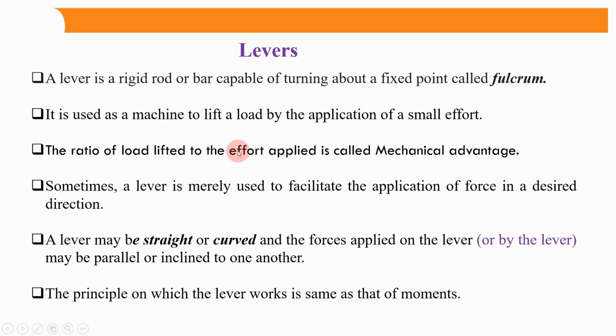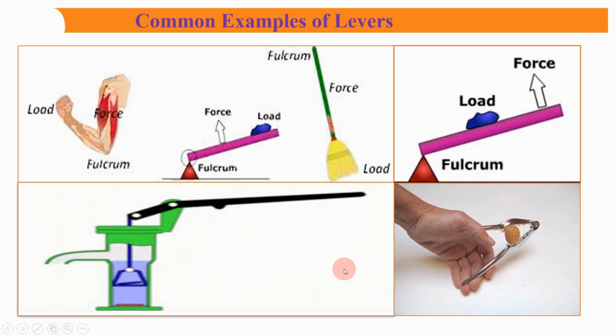Lever means a rigid rod or bar which is capable of turning about a fixed point, which is called the fulcrum. The fulcrum is the fixed point about which your lever or rod is going to be turned. Why is it used? Lever is used as a machine to lift a load by the application of small effort. The ratio of the load lifted to the effort applied is called mechanical advantage. A lever may be straight or curved, and the principle on which the lever works is the same as that of moments.